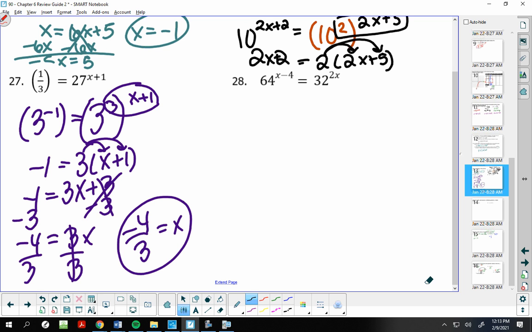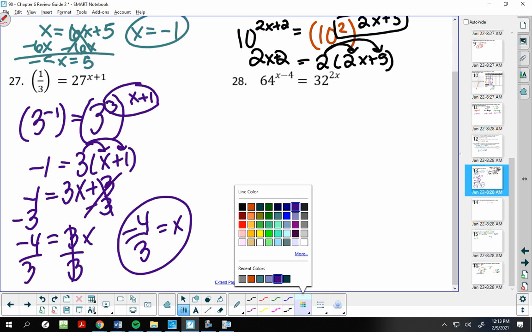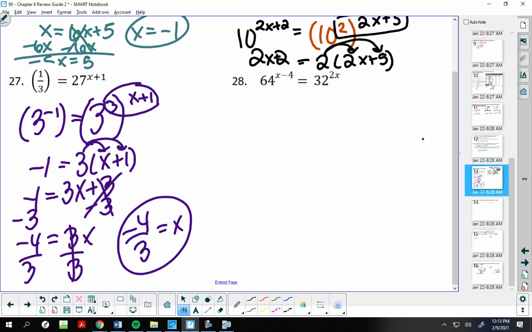So 32, so can I rewrite 64 as 32 to some power? 32 squared is not 64. 32 times 32 is a really big number, right? So 32 squared, nope, can't do it, which means I have to go smaller for both of them. Okay, so we go smaller for both of them.